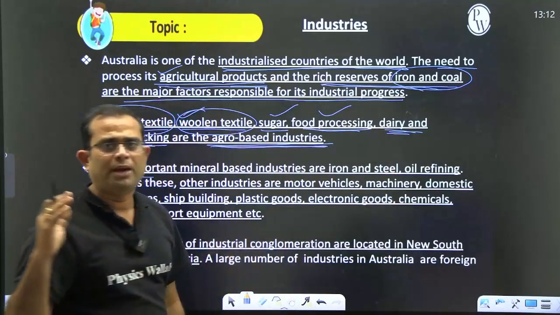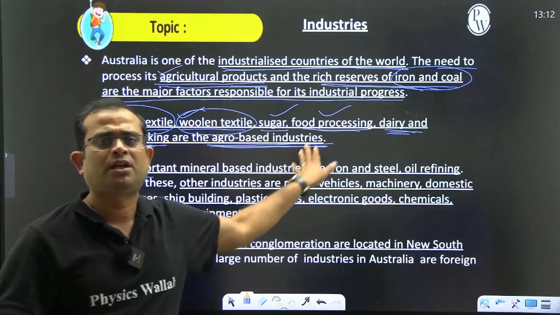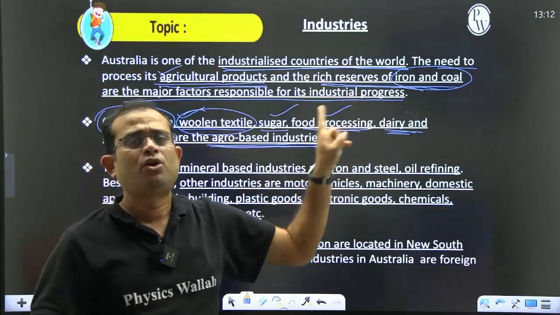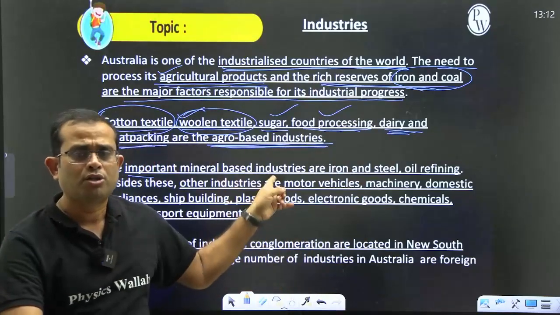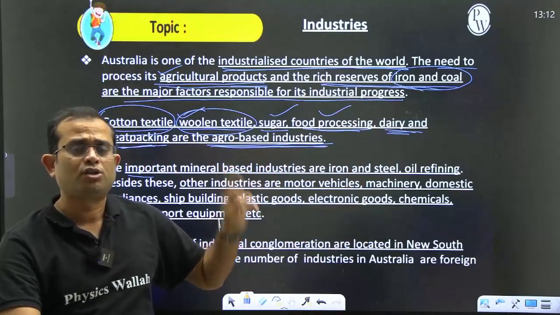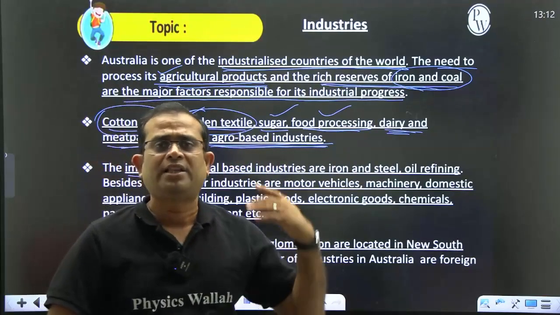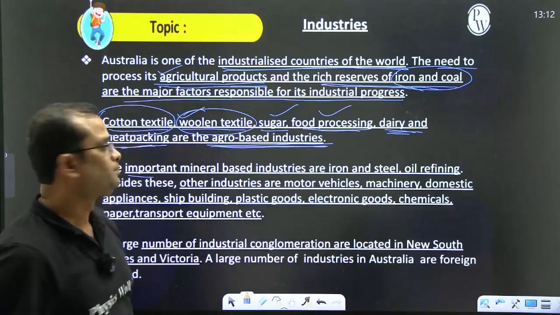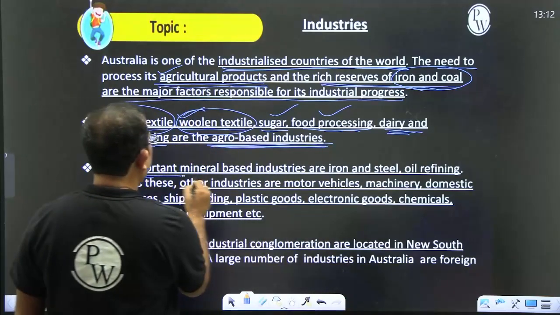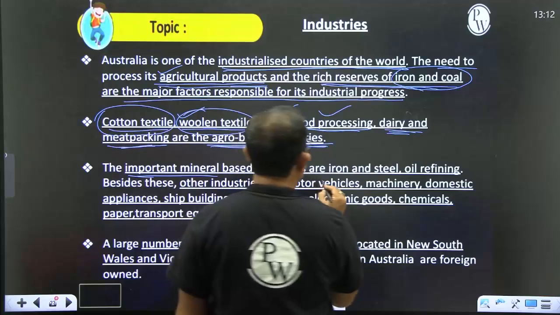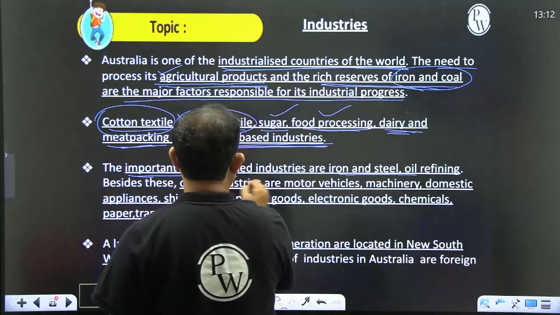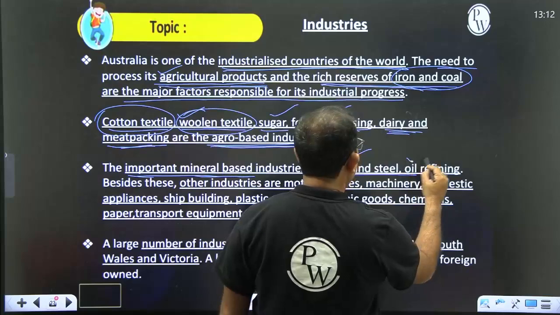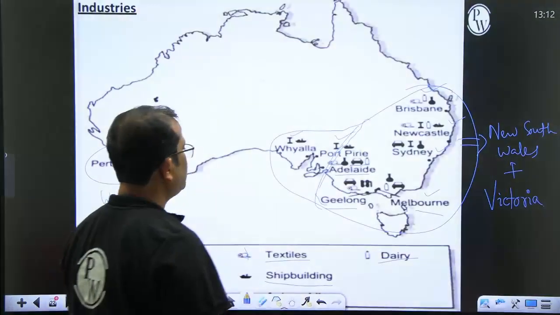So we came to know from this discussion that Australia is not only industrialized, but also much ahead than other countries in agro-based industries, right? The important mineral-based industries are iron and steel basically. What are the important mineral-based? Iron and steel. Oil refinery, you can see here, these are the oil refineries.